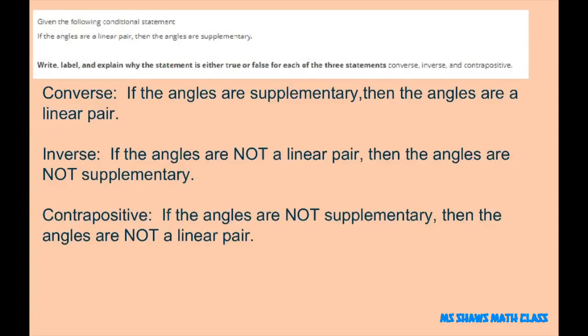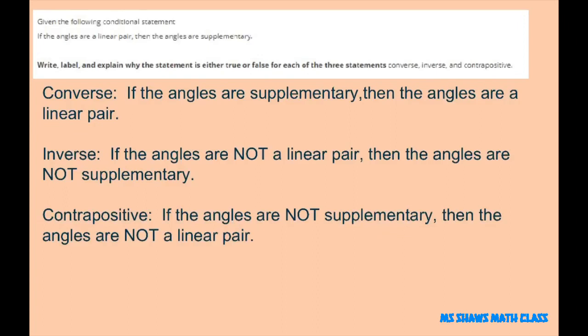Hello everyone. Given the following statements, if the angles are a linear pair, then the angles are supplementary. We're going to write and label and explain why the statement is either true or false for each of the three statements. So we have converse, inverse, and contrapositive.